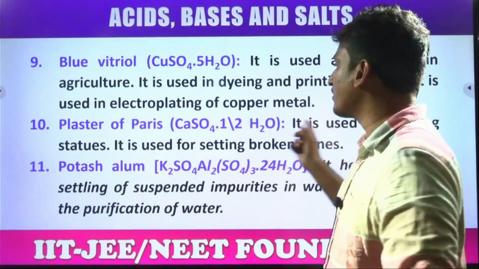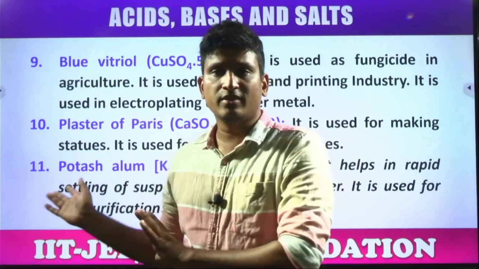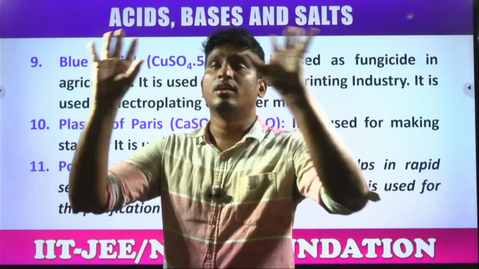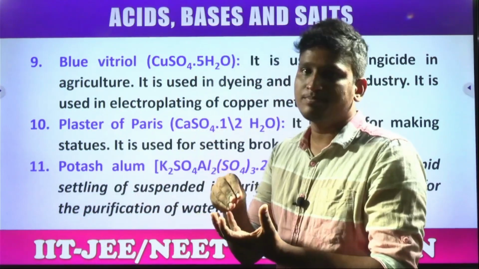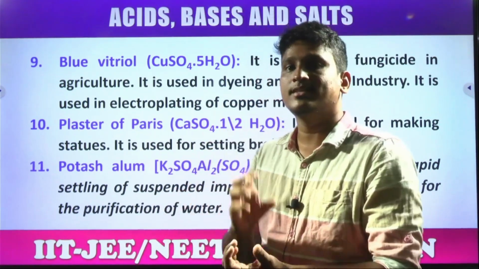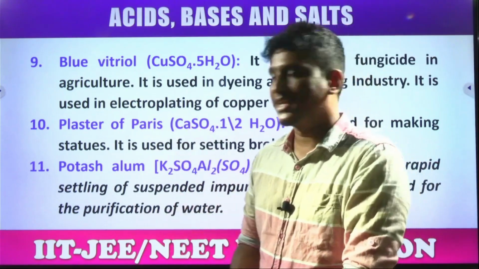So it is used for making the statues. It is used for setting of the broken bones. This is also a most famous component. Statues, idols, or roof materials are made up of this plaster of Paris. When you add some water to this plaster of Paris, it becomes a very solid hard substance called gypsum, CaSO4.2H2O. So that's the making process.